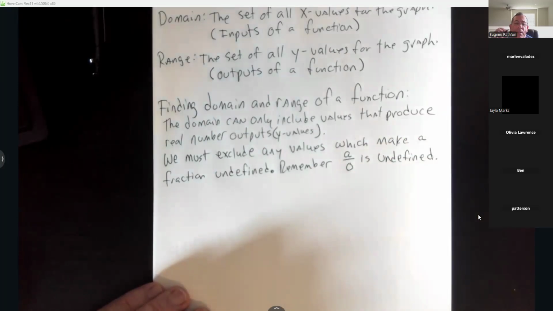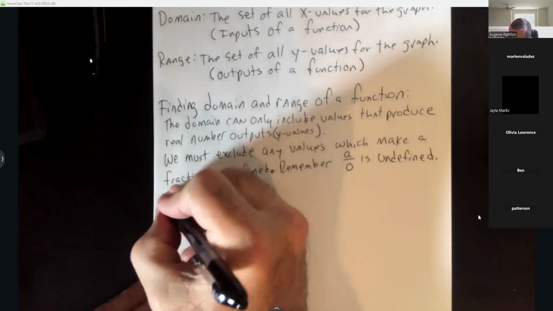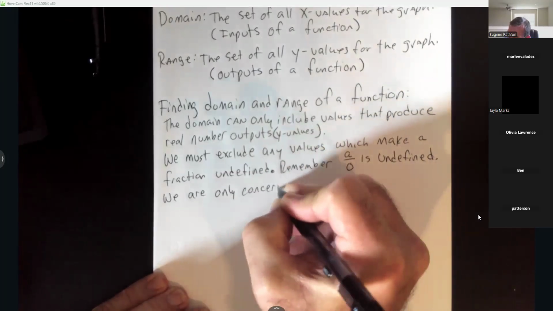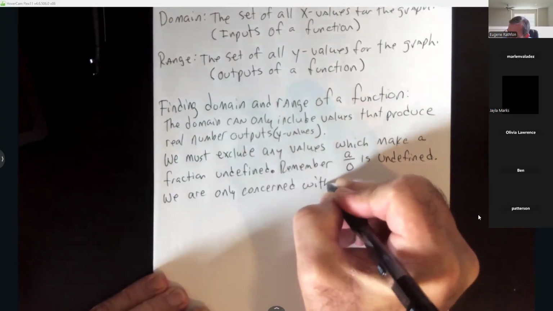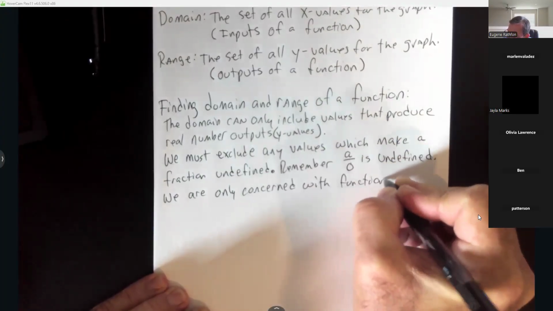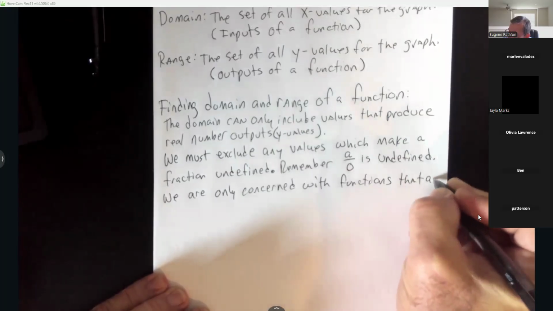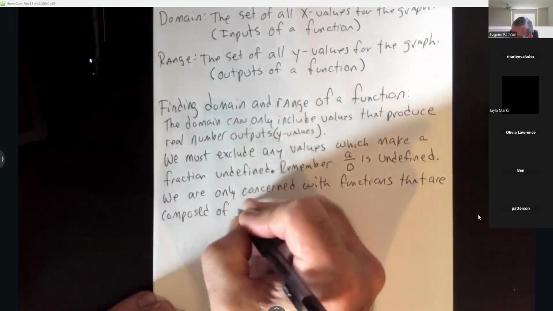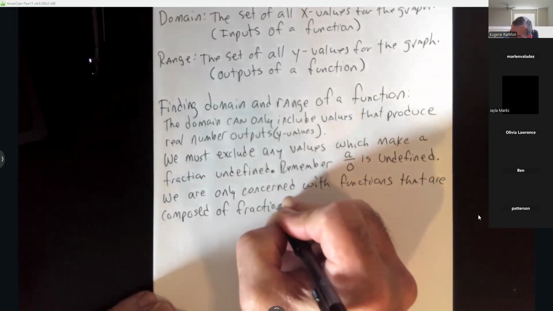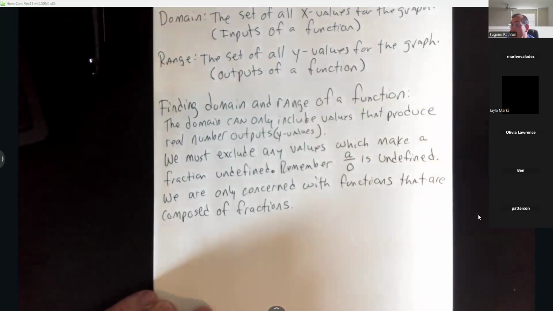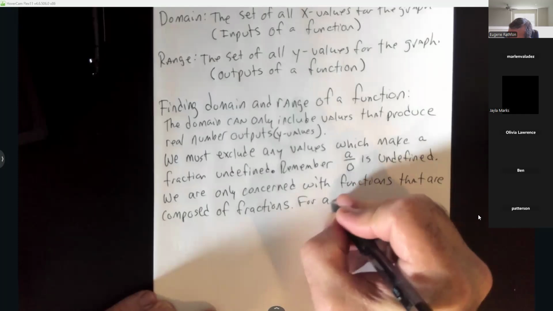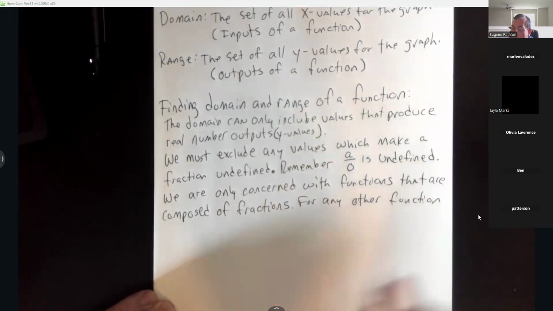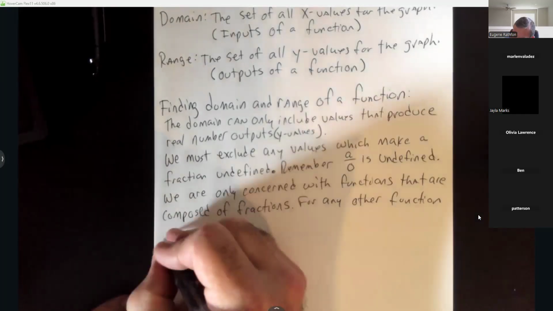So that means we're only concerned with functions that are composed of fractions. Okay? For any other function, the domain is all real numbers.